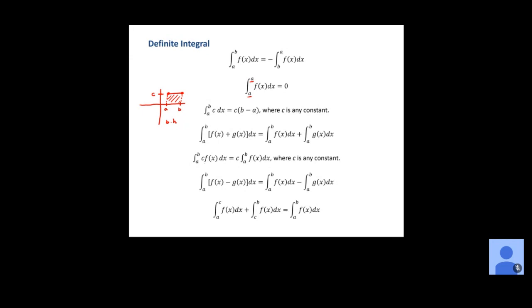All right, and then the next one here says that if we have a coefficient being multiplied by a function, we're allowed to move that to the front of our integral here, so we can just bring out that c value.